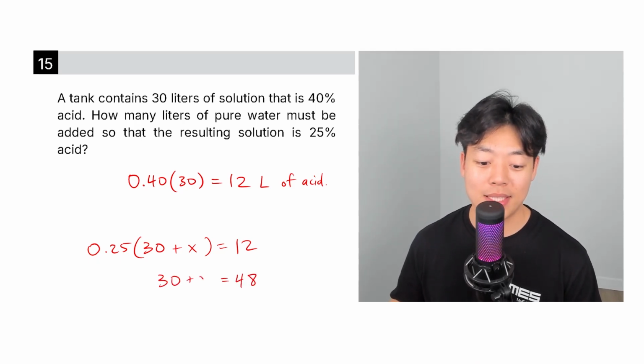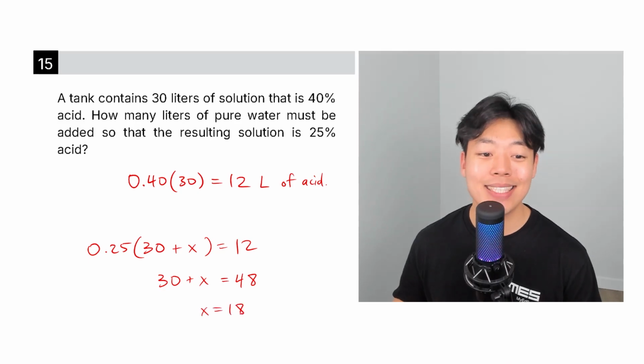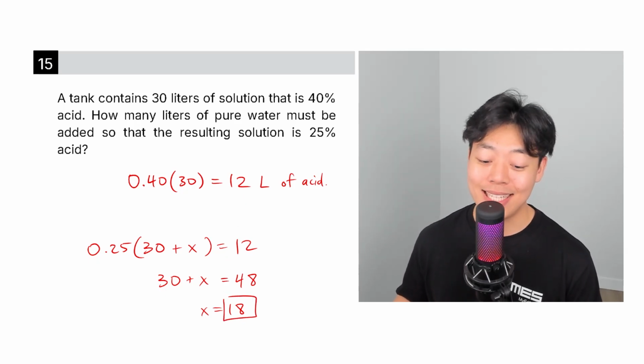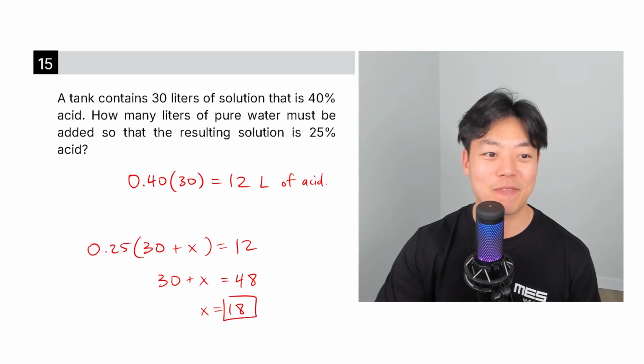And that gives us 30 plus x. So we are adding 18 liters of pure water. And that resulting solution will be only 25% acid. 18 would be your grid-in answer here.